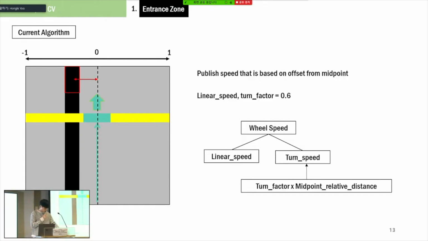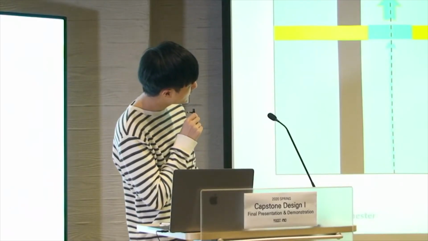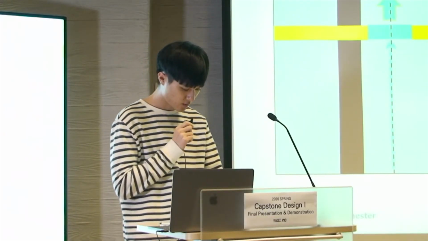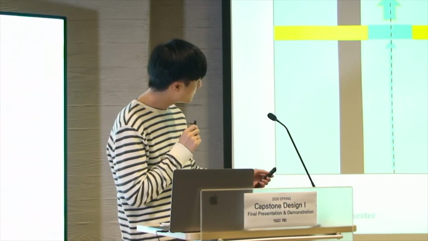To solve this, we received x coordinates of the detection box and calculated the relative distance between the midpoint of the image and the detection box. Then we published speed so that the robot can turn according to the relative distance. This allows the robot to follow the line more smoothly. The linear speed and turn factor was set as 0.6, which is most proper in several simulations.